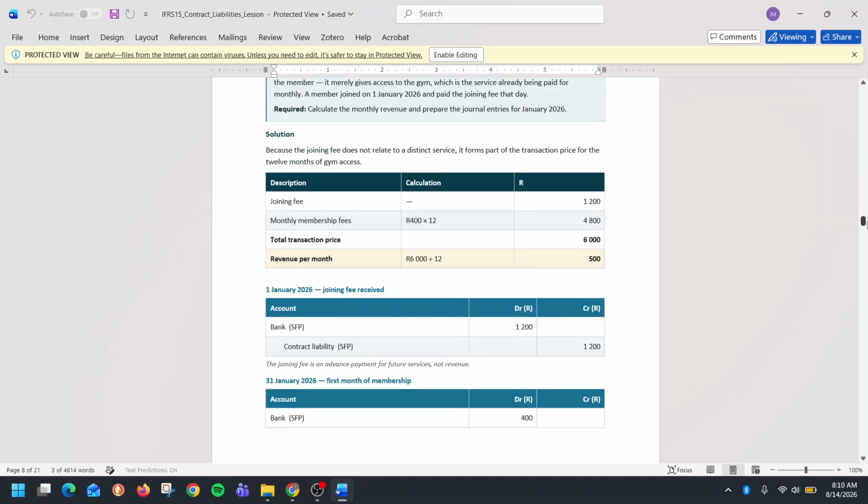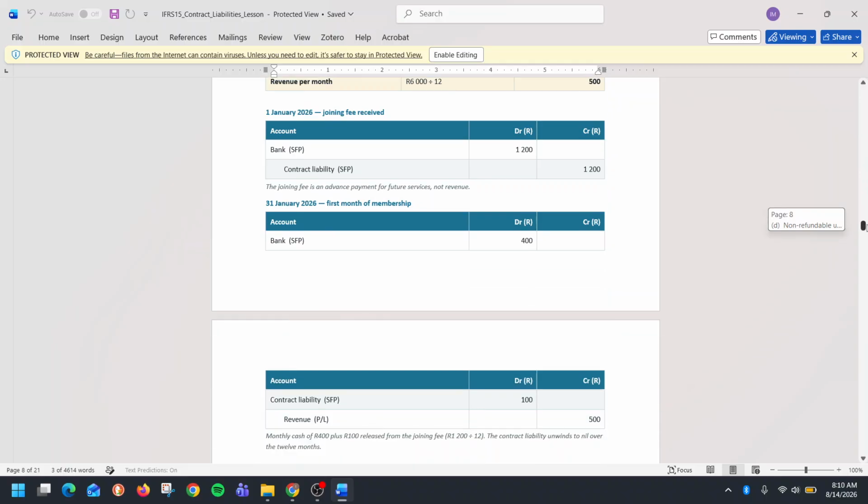Then the joining fee, we are going to recognize it as bank against your contract liability. The joining fee is an advance payment for future services and not for revenue. And then now each and every month when we do journals, because every month as they pay, then we need to recognize revenue of 500.